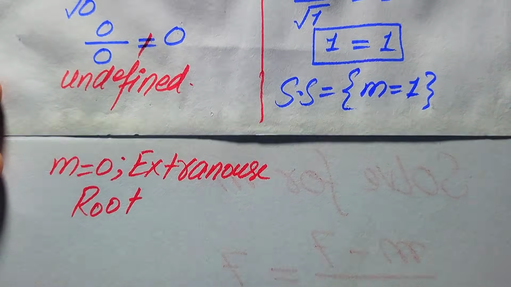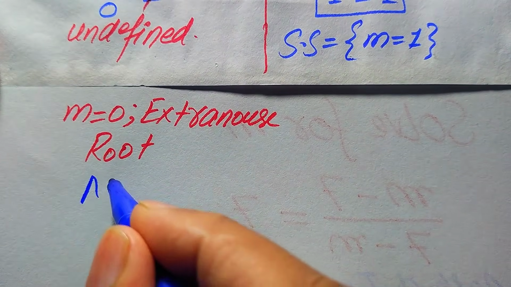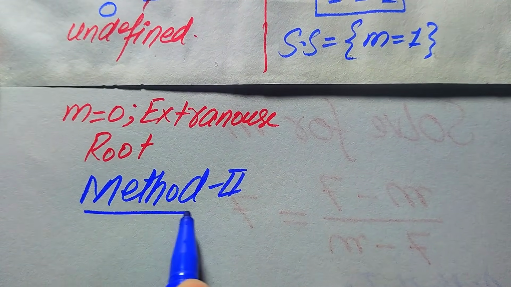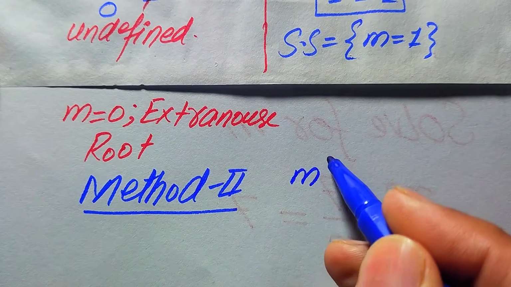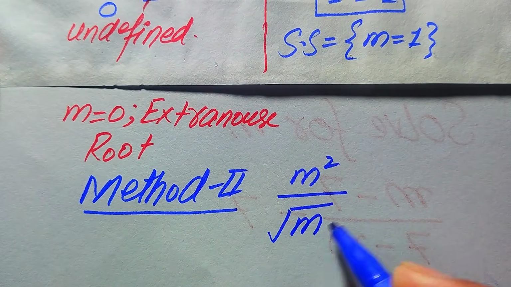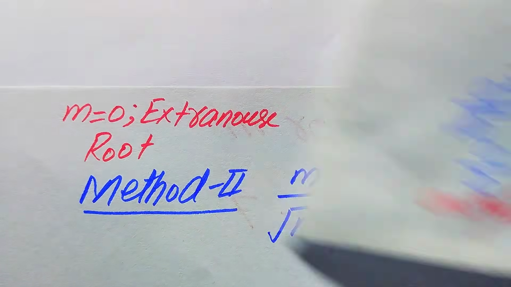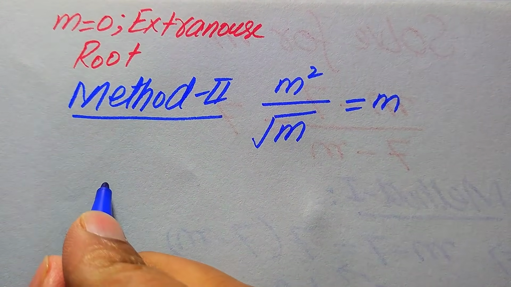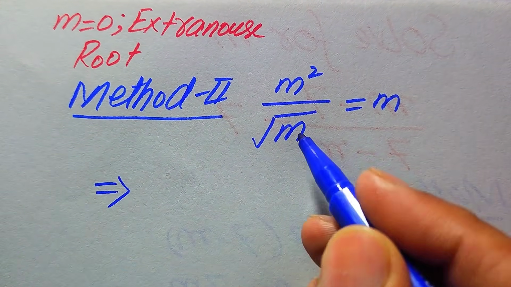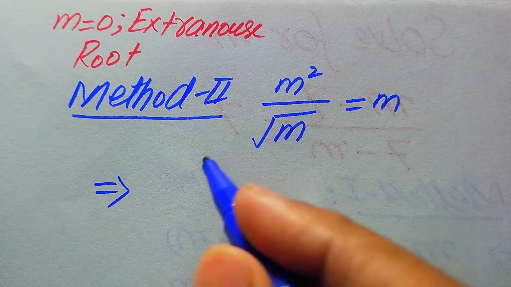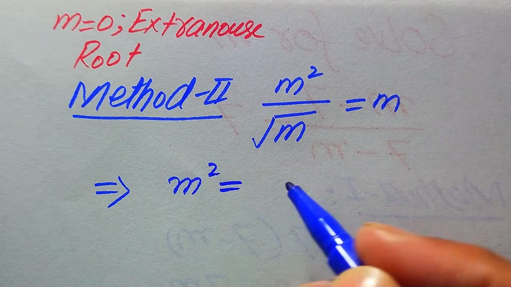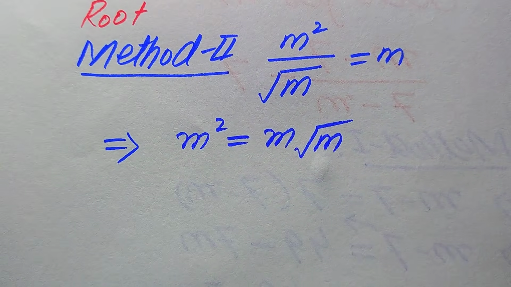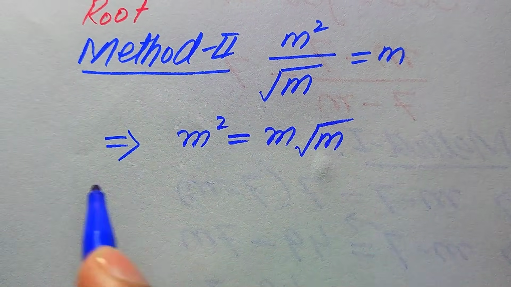And now we again solve this problem with the second method. For the second method we need to copy down the given question statement, which is m square divided by square root of m equals m. Here we use another technique to solve this problem for the values of m. We move the square root of m from the left hand side to the right hand side, and it will be written as m square equals m times square root of m.